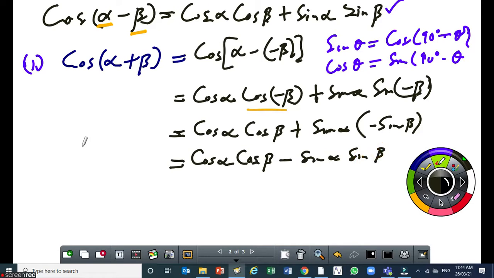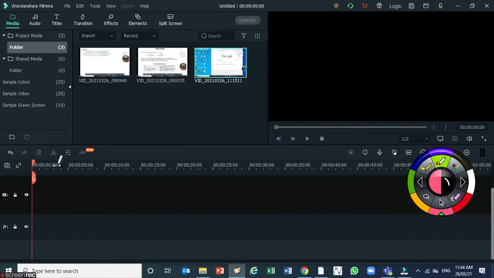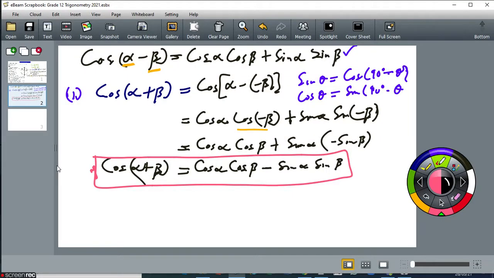So this will be the second compound angle identity, or compound formula. This one here, and this is for cosine. When you write examinations, it is provided at the back in the information sheet.